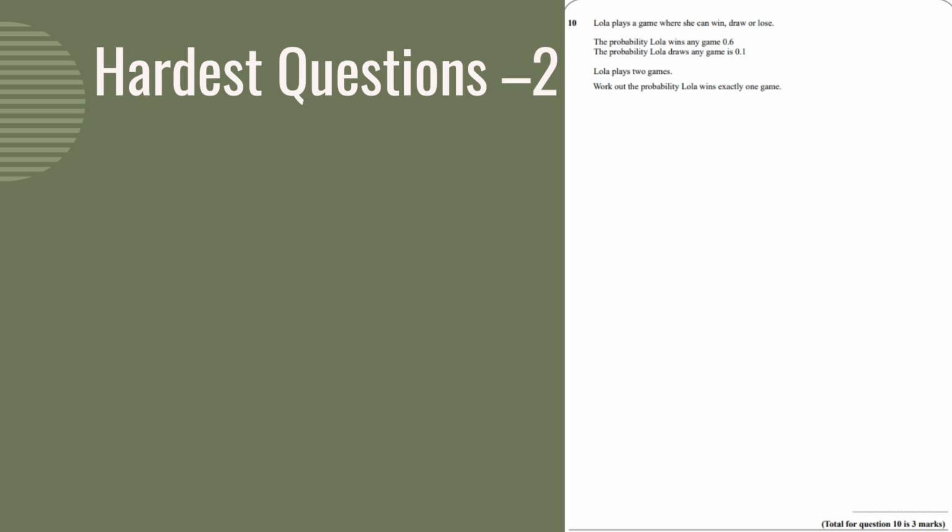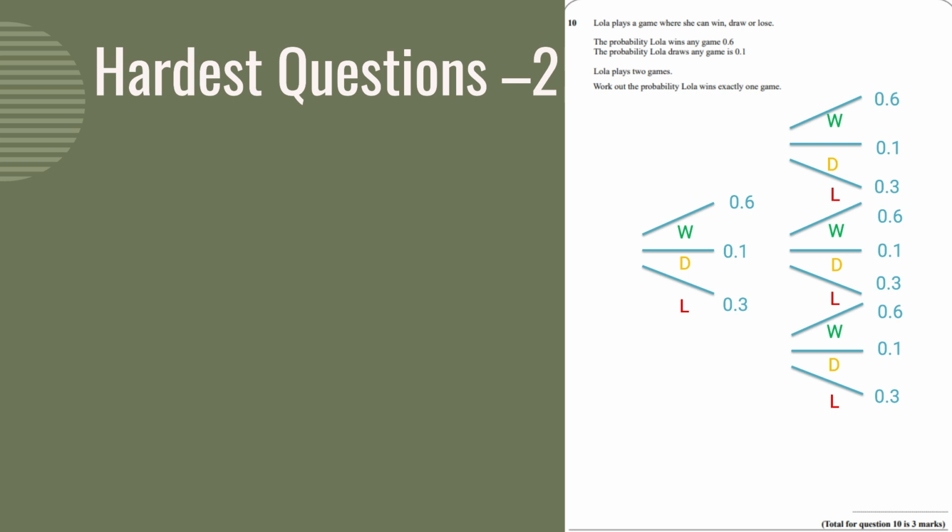Now here you would have to draw 3 branches on the tree diagram instead of 2, and it should look something like this, where you have win, draw, and loss, and your loss is 0.3, because 0.6 plus 0.1 equals 0.7, and then 1 minus 0.7 obviously equals 0.3. And as it says any game, this is equal for every single one. Now, we're asked to work out the probability that Lola wins exactly 1 game.